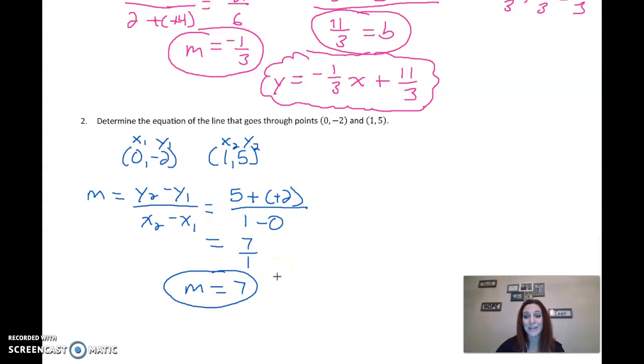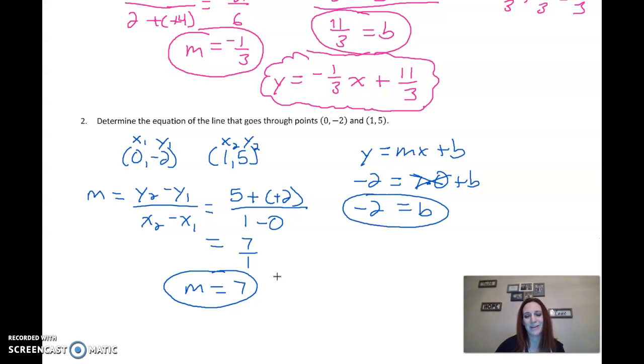Now we found our slope. We just need our y-intercept. So again, plug in a point. It doesn't matter which, but I want to use this one because anytime you have a 0, especially the x, that means something's going to disappear because I'm multiplying. So my y is negative 2. My m is 7 times my x, which is 0, plus b. Negative 2 equals, well, 7 times 0 is 0, b.